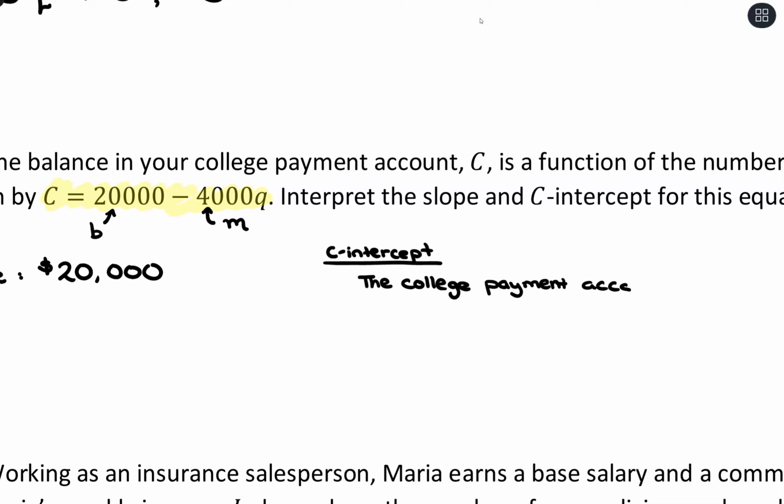And like I was saying up above here, it's like our y units per x units. So in this case, our y units would be dollars, and our x units, which is our input, is the number of quarters. So what I could see from this before I make a sentence is that we're decreasing because of that negative, and we're decreasing by $4,000 per quarter.